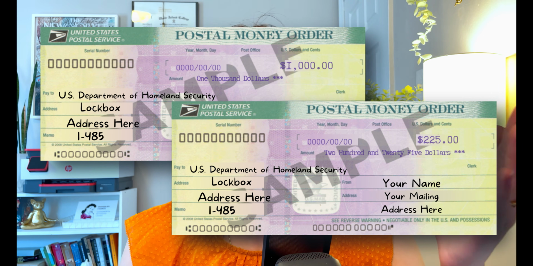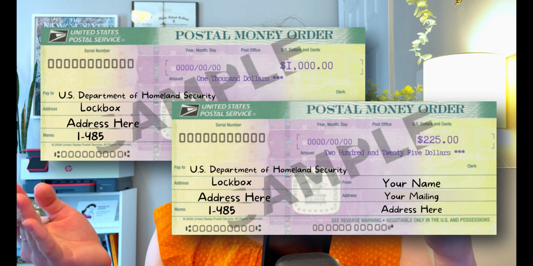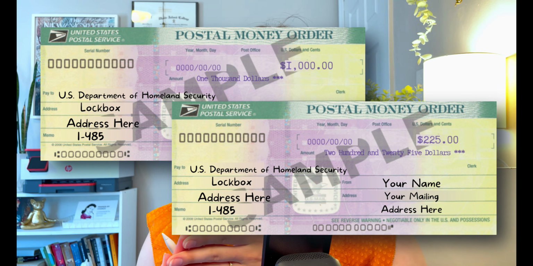So for example, $1,000 and then the remaining amount, $225, for example, and you can attach both of those with your application. Again, please make sure that you are not combining those fees together and then splitting the money orders down the middle. You definitely should be submitting separate money orders for separate applications.